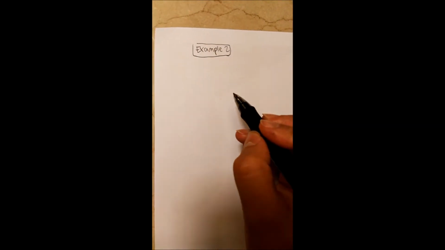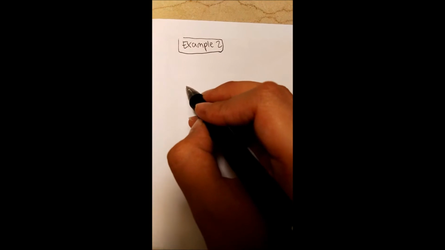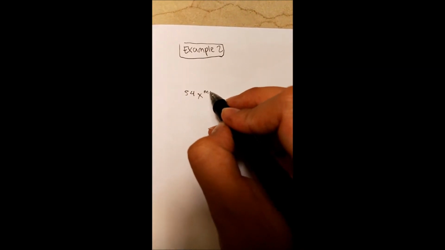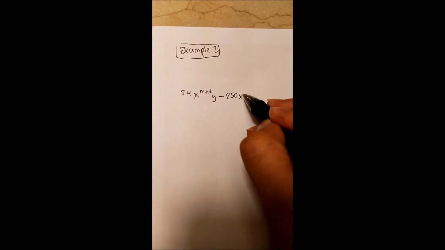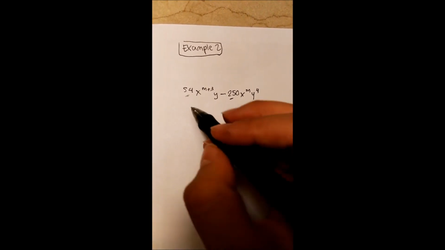So this example is a multi-step example. It's not just about identifying the formula. And I'm gonna write it. It's 54 x to the m plus 3, sorry, y minus 250 x to the m y to the fourth power, okay?